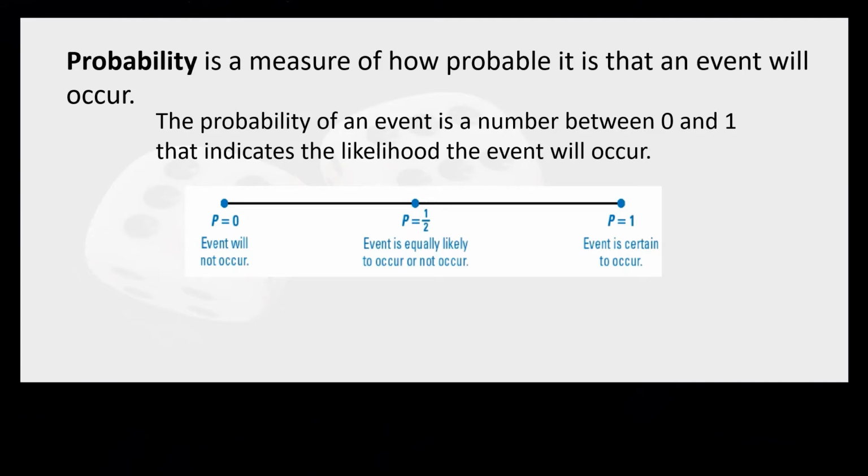If the probability is equal to 1/2, or in decimal that is 0.5, or in percent that is 50%, the event is equally likely to occur or not occur. Ibig sabihin, this is 50-50. So, it is possible na 50% mangyayari or 50% ay hindi mangyayari. And then we have, if the probability is 1, the event is certain to occur. Ibig sabihin, you are sure na mangyayari yung event na yon.